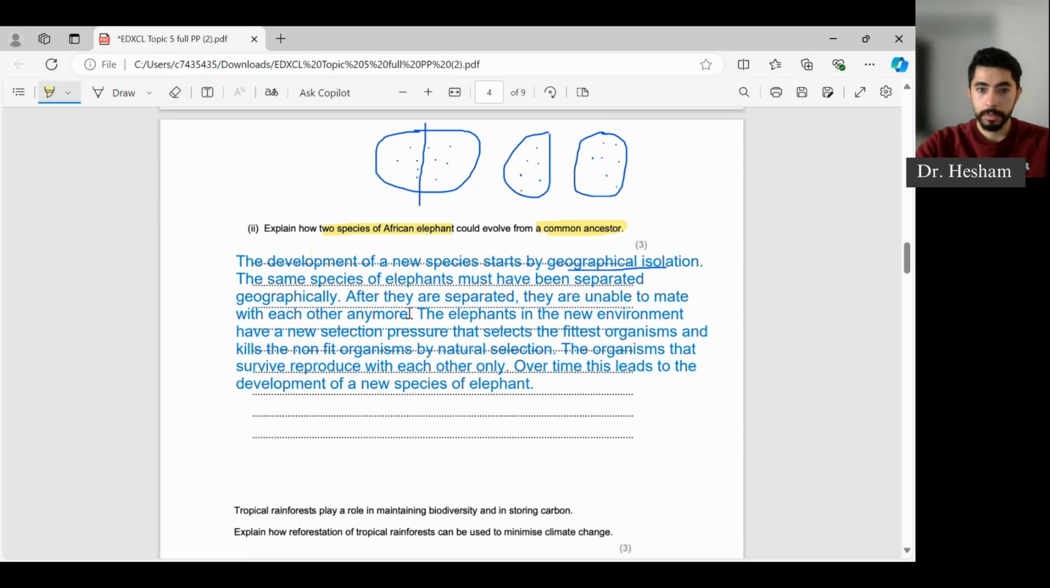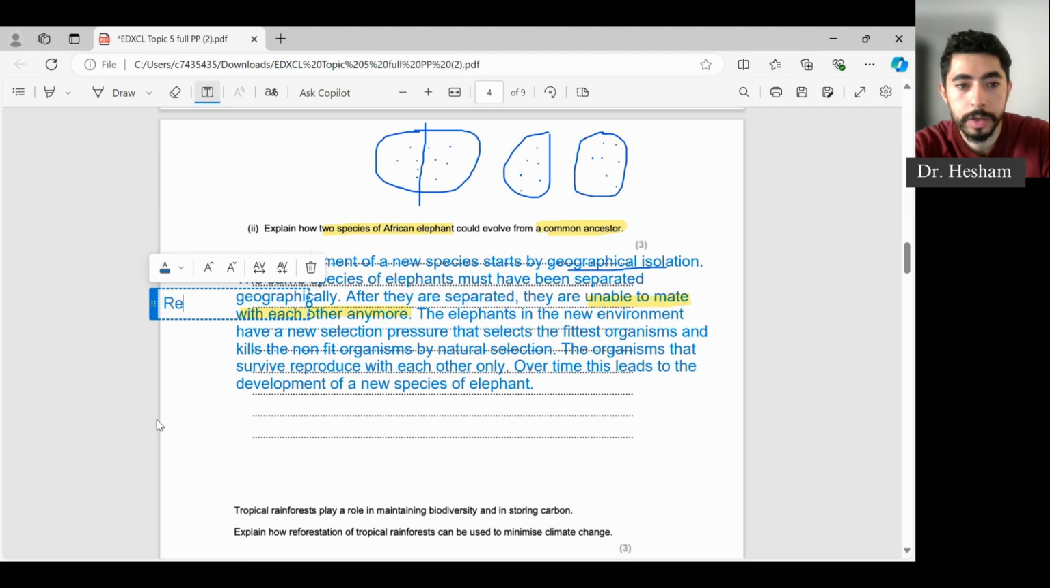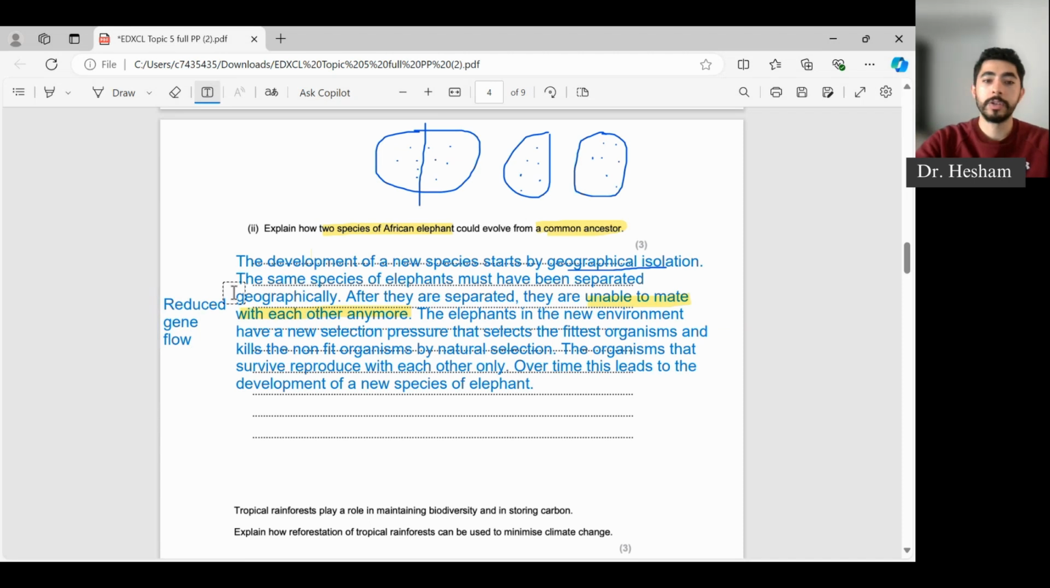So this is what the answer says. After they are separated, they are unable to mate with each other anymore. You can say another statement for this: this is reduced gene flow. So the genes become separated because there is no mixing. This group of elephants does not mix with that group of elephants, does not mate with them.